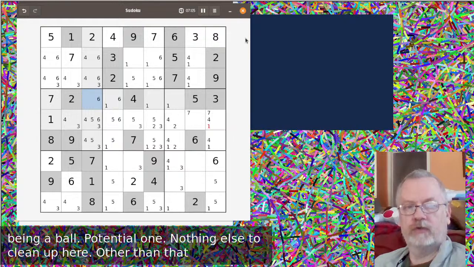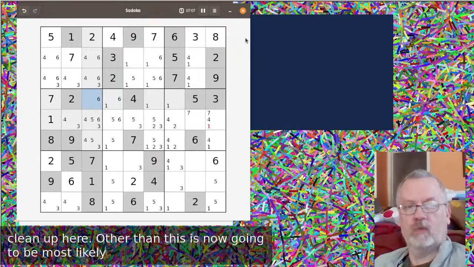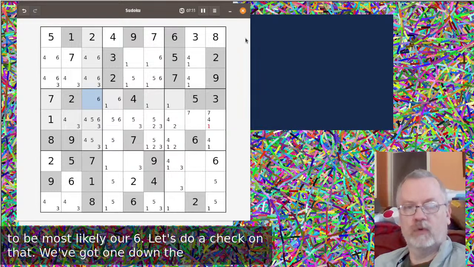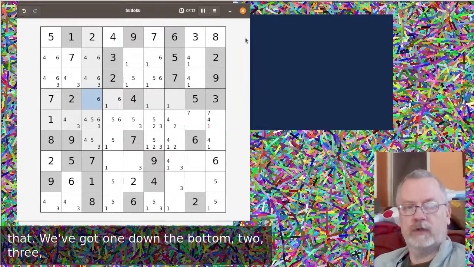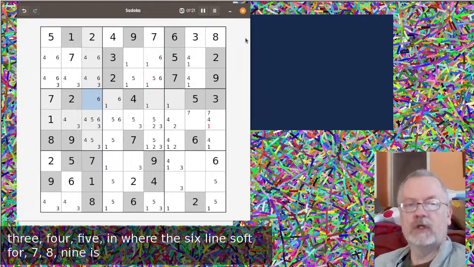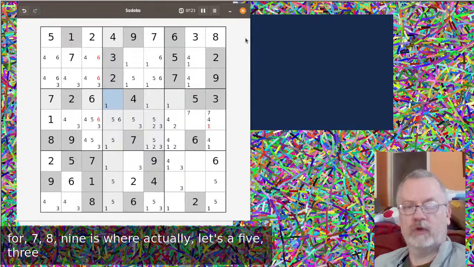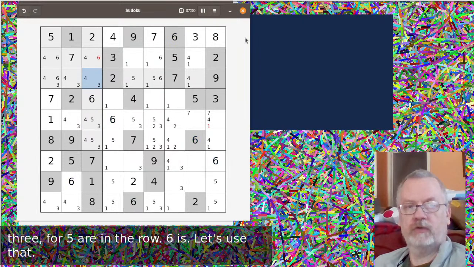Let's do a quick check on that. We've got a 1 down at the bottom, 2 in the square, 3, 4, 5 in the square. The 6 we're trying to solve for. 7, 8, and 9 are in the square. Actually, I should say 3, 4, 5 are in the row. 6 is what this one is then. That makes this one a 6 as well. So let's clean up these 6s.